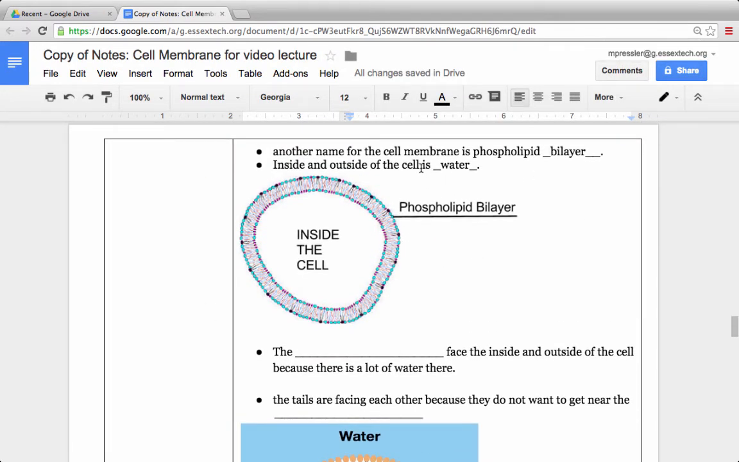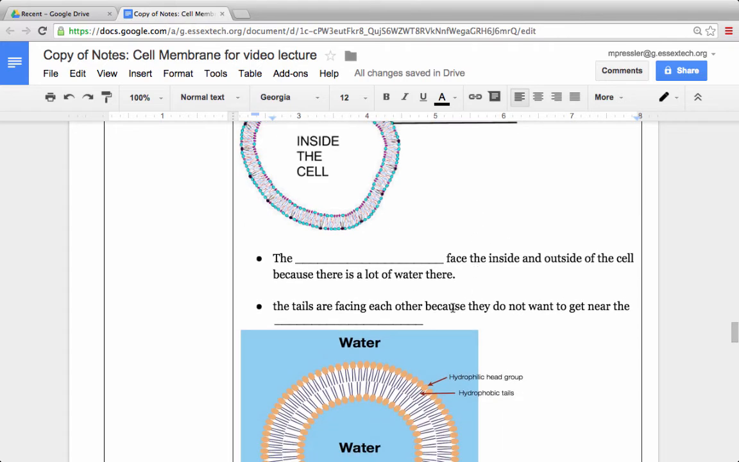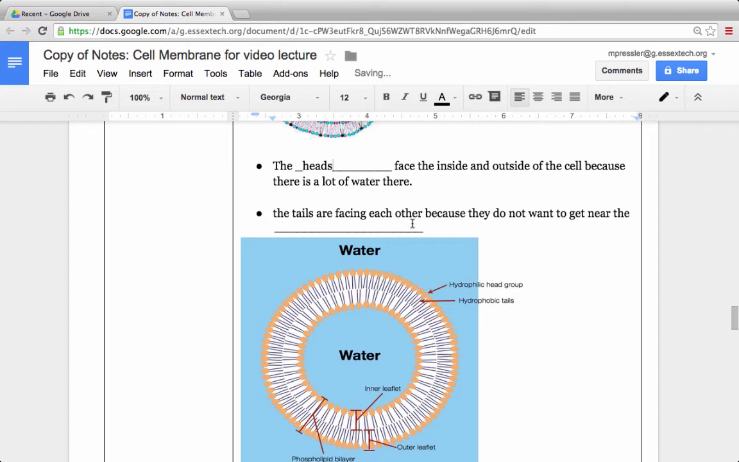So another name for the cell membrane is the phospholipid bilayer. And just remember, inside and outside of the cell is water. The phospholipid heads face the inside and outside of the cell because there's a lot of water there. The tails are facing each other on the inside because they do not want to get near the water.